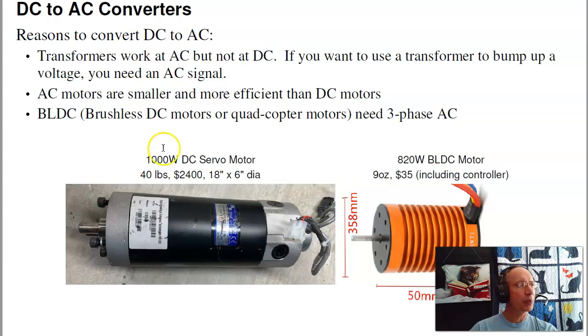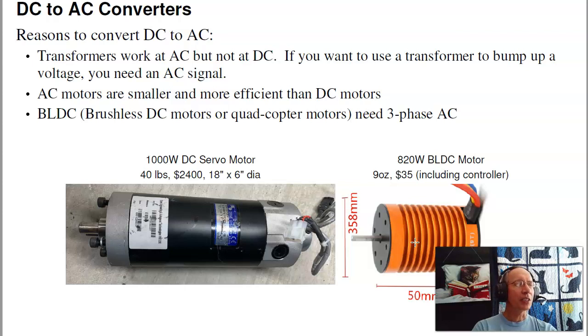For example, this is a 40-pound, 1,000-watt DC motor. There's one in my office, weighs about 40 pounds, costs $2,400 new. One of the finest motors you could buy in 1995. Today, about the same size motor, 800-watt motor, is only 9 inches, about the size of a D-size battery. It's a quadcopter motor. The difference in the two technologies, this is a DC motor, that's a three-phase AC synchronous motor. By going to three-phase AC, you can make the motors much smaller, much more powerful.